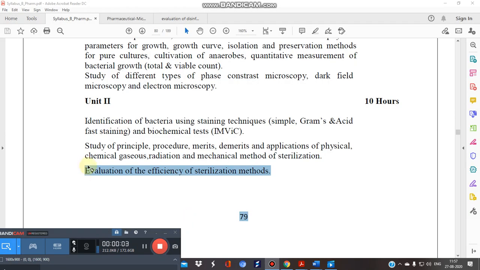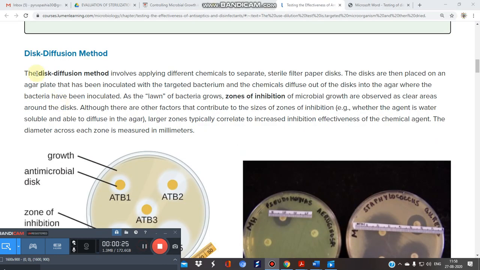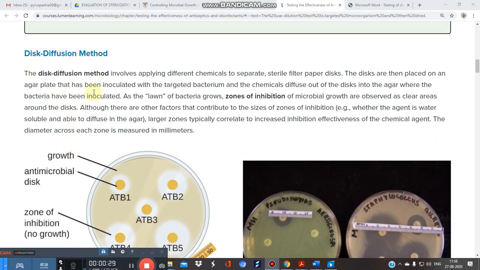I welcome you all to the next part of the evaluation of the efficiency of the sterilization method. So far we have covered different evaluation methods for the sterilization methods, that is the chemical disinfection. And in continuation to the chemical disinfection, in this video we are going to cover a very important method for the chemical disinfection, that is the disc diffusion method. So this is the part 9 video in this category.